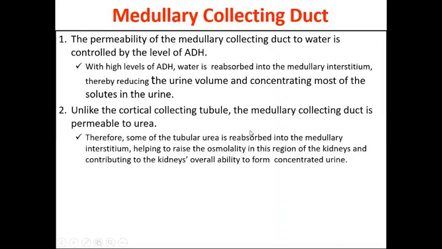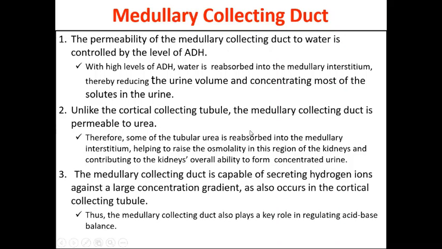Unlike the cortical collecting tubule, the medullary collecting duct is permeable to urea. So here it's highly permeable to urea. Therefore, some of the tubular urea is reabsorbed into the medullary interstitium, helping to raise the osmolarity in this region of the kidneys and contributing to the kidneys' overall ability to form concentrated urine. So it's also contributing to the hyperosmolarity of the medulla, like we've already explained in the urea recycling. So the medullary collecting duct is capable of secreting hydrogen ions against a large concentration gradient, as also occurs in the cortical collecting tubule. So the medullary collecting duct also plays a key role in regulating acid-base balance. I've already mentioned that since it's responsible for secretion of hydrogen ions, it's involved in acid-base balance.